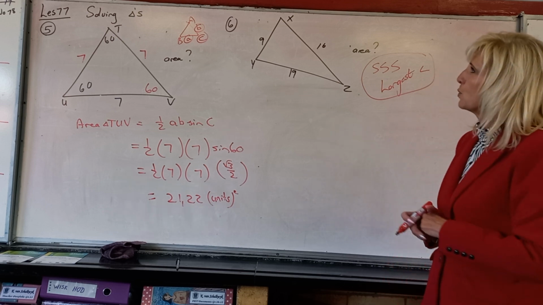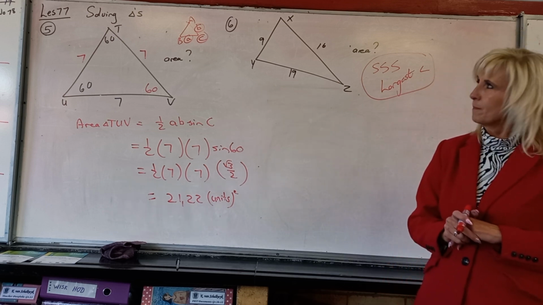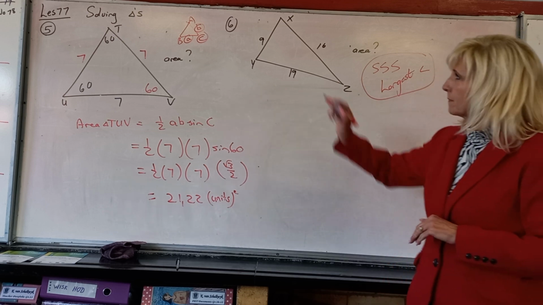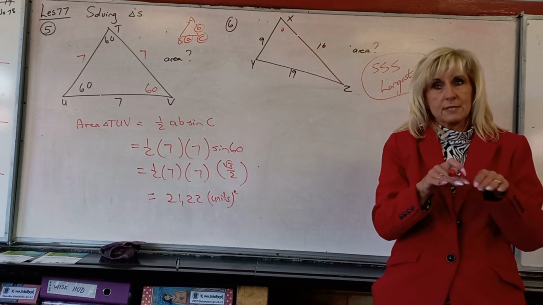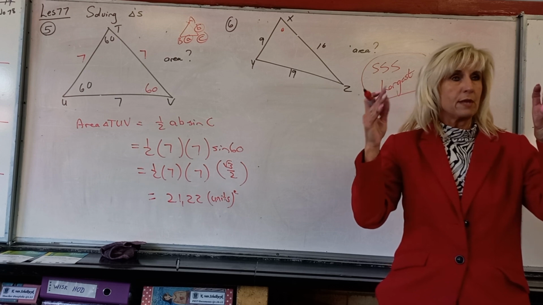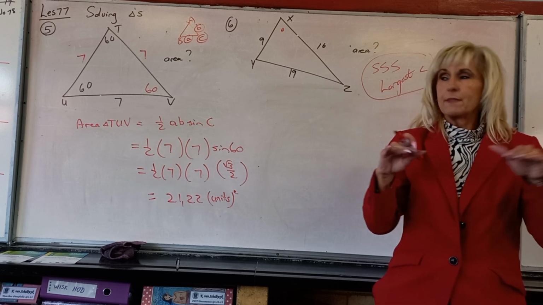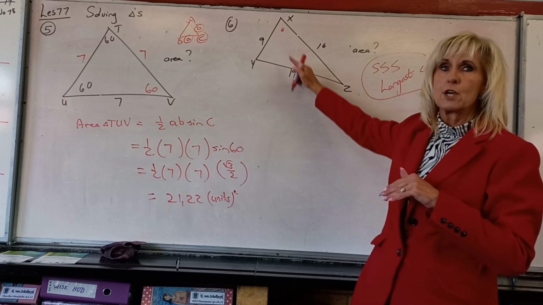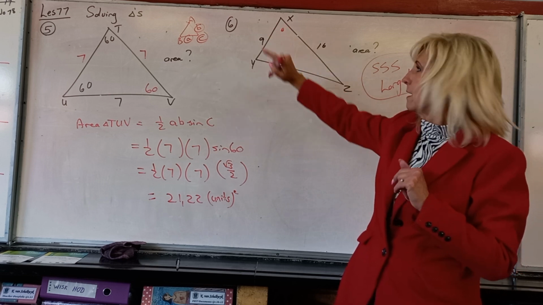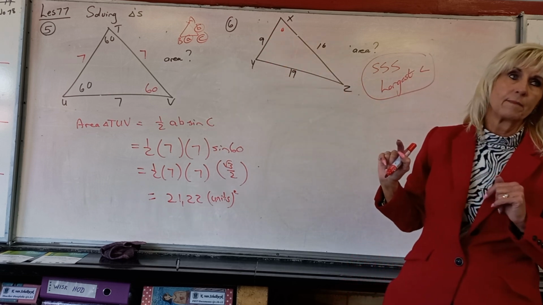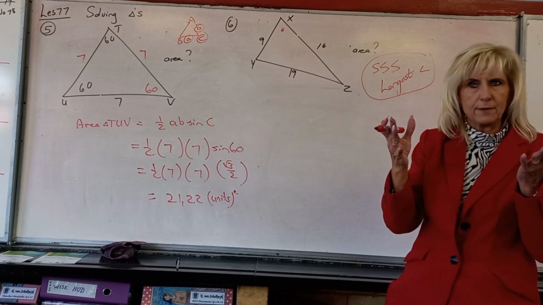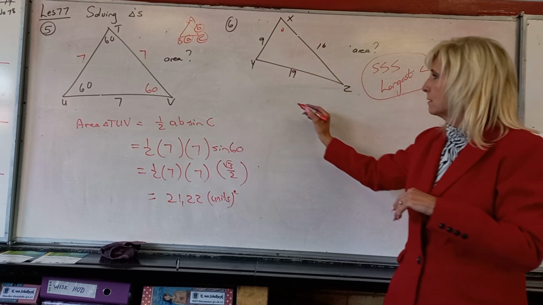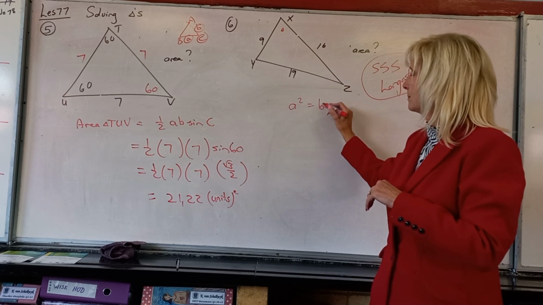Which one would be the largest angle though? X. That would be the largest angle. How come? Because the side that subtends it, remember that word from geometry? The side that subtends it is longer, so it'll be across from the biggest angle. Which would be the smallest angle? Z, because it's opposite the shorter side. Makes sense, right? Okay, now let's do our, which rule?